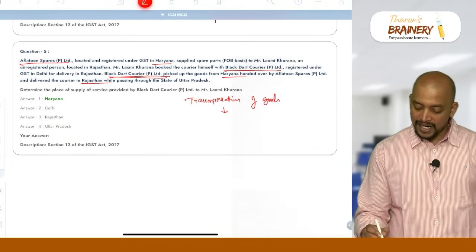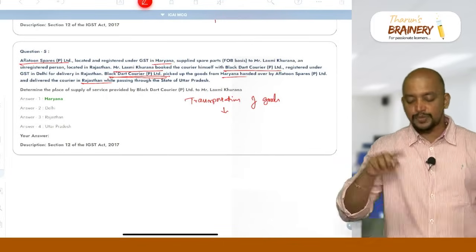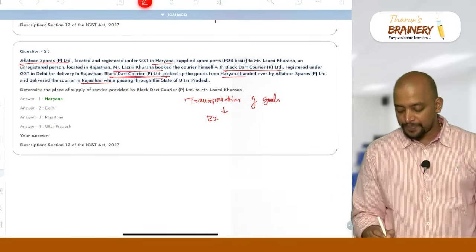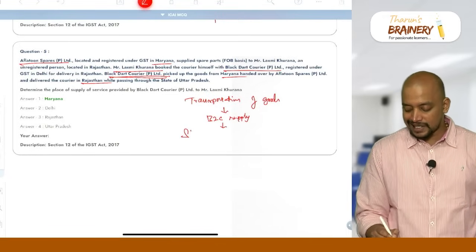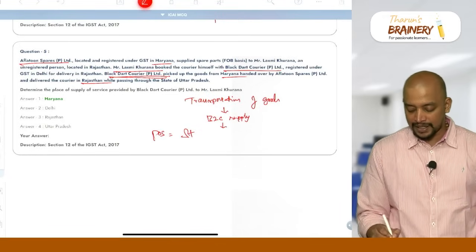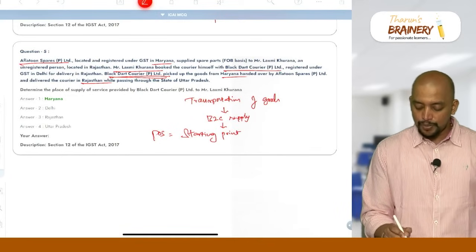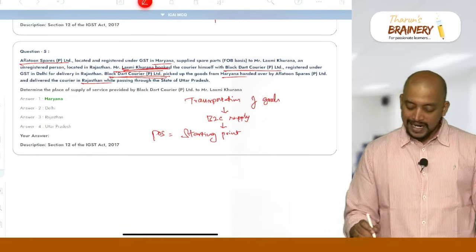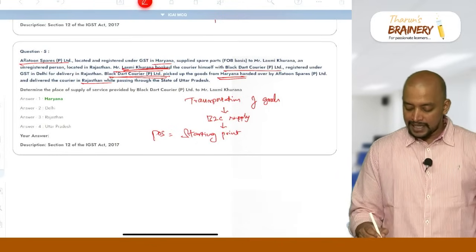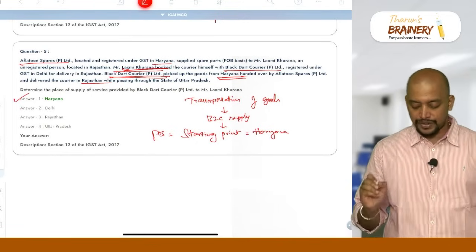Aflatun Spares, registered in Haryana, supplied spare parts to Lakshmi Kurana, an unregistered person. Lakshmi Kurana has booked. So it means it's a B2C supply. In case of B2C supply, we need to take starting point as the place of supply. Because who is booking? The booking is by Lakshmi Kurana, so it is B2C. And what is the starting point from where they are picking up? They are picking up from Haryana, so Haryana will be taken as the place of supply.